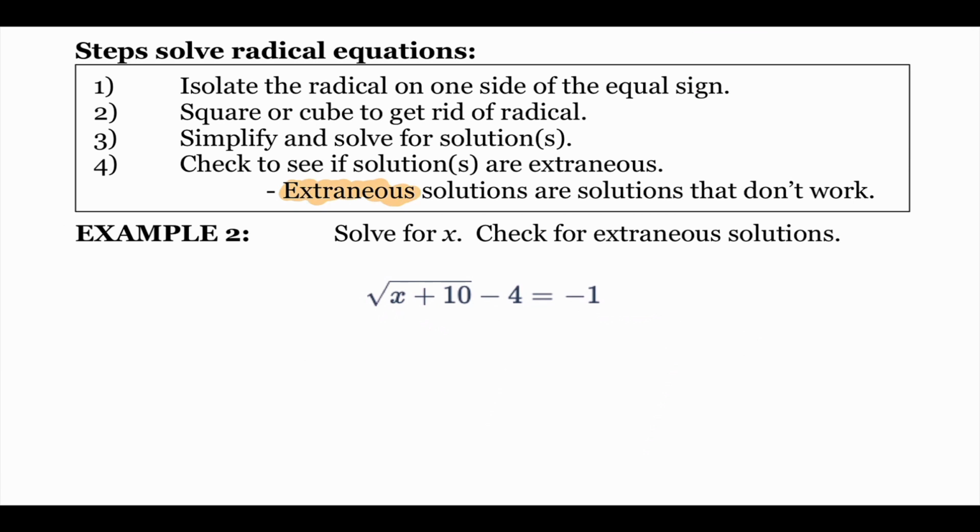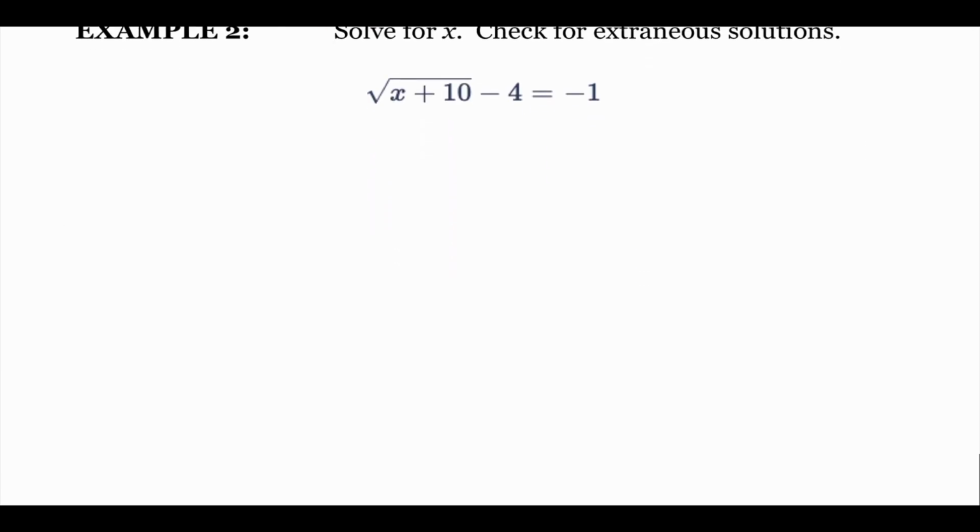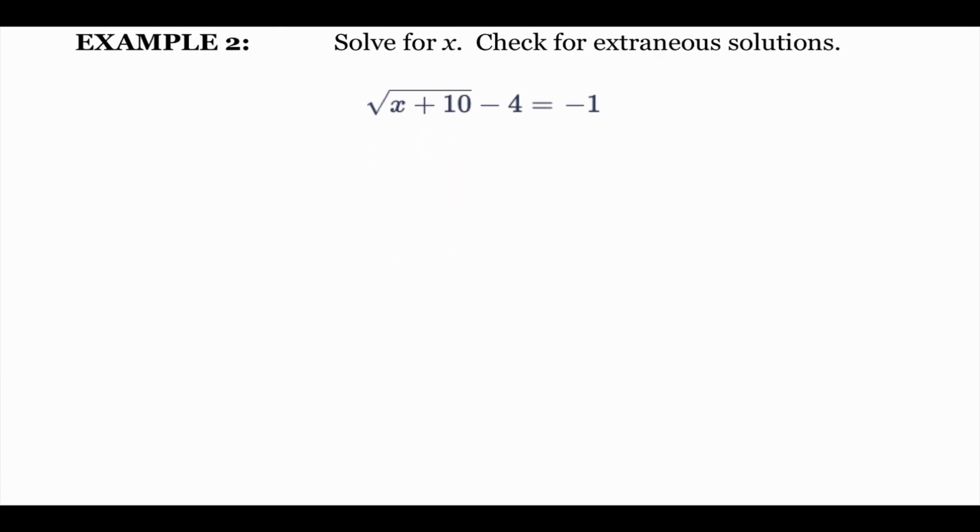Okay, so step 1. Since we're solving, we draw a line down the equal sign to show the left side and the right side. Here is the root and everything in it. Is there anything on the left side that's not in the root? Yeah, -4. So how do I get that away from the root? Add it. Do the opposite. We've done that before.